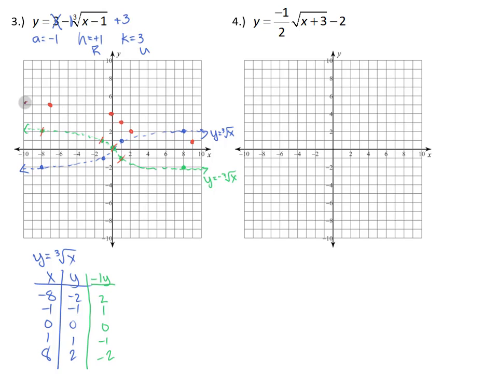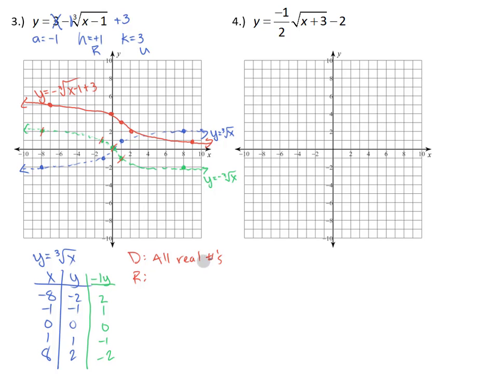So this is our final graph. Okay, and there's my label. So remember, again, for domain and range here, because it's a cube root graph, this is always all real numbers.